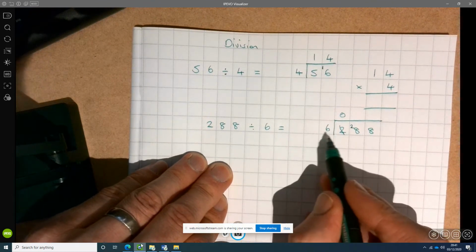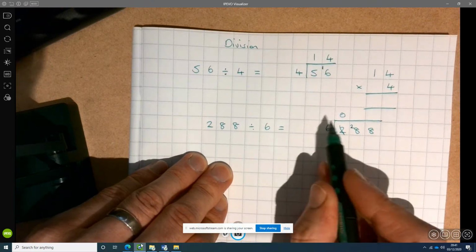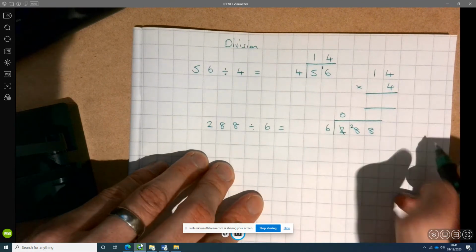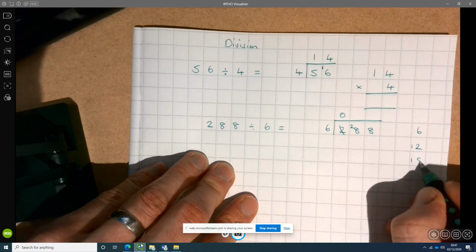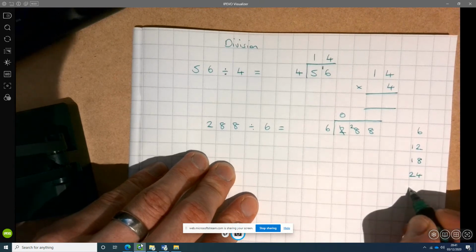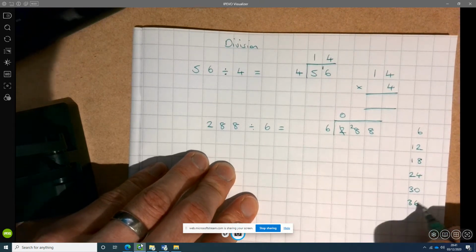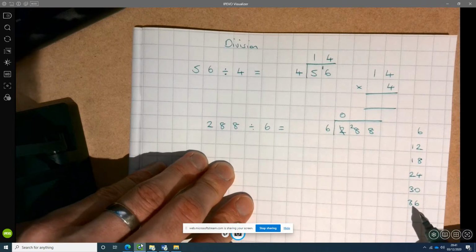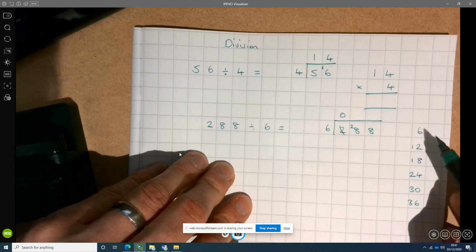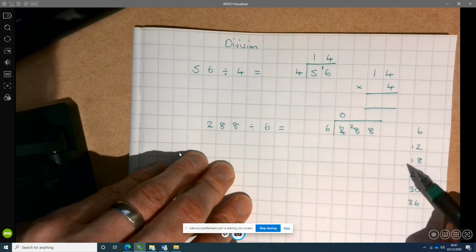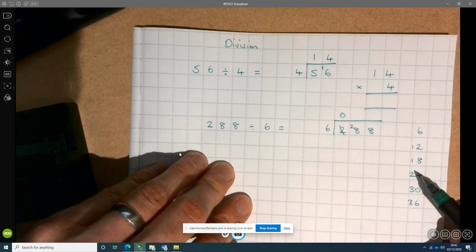If you're not confident with the times table you're working on, quick tip is, when you start, write that times table down the side. Then you only have to think it through once. 6, 12, 18, 24, 30, 36. I'll not go crazy, I've got 6 of them there. Let's see if I need any more. So 6 into 28 goes once, twice, 3 times, 4 times. I can't get it in 5 times, so I can only get it in 4.